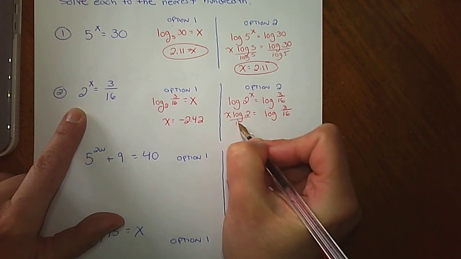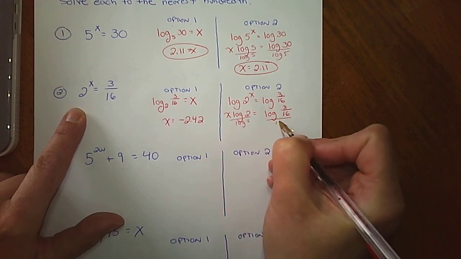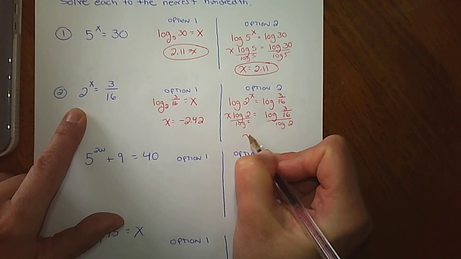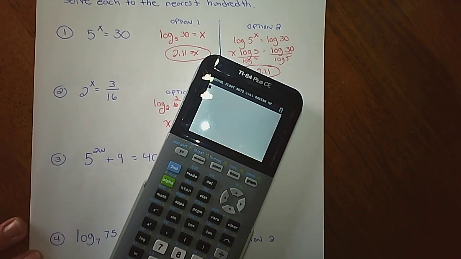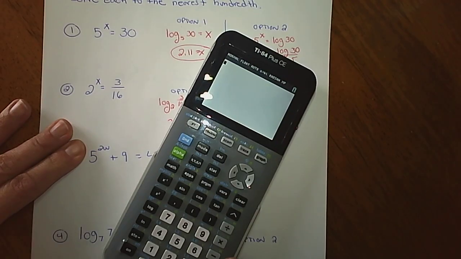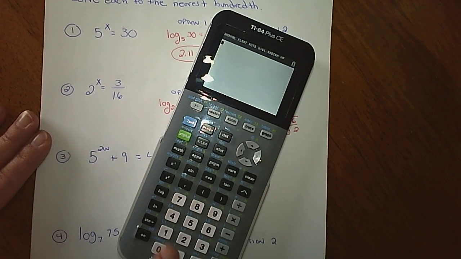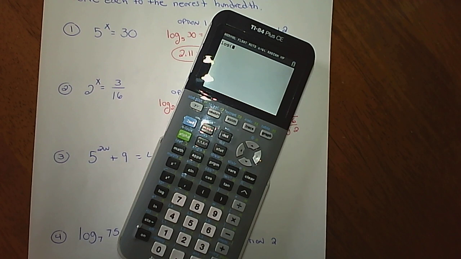Now I'm going to divide by log 2. We get x equals, now if I do this right, I should get the exact same decimal. Now, I'm going to do log, the basic log button is next to the 7.